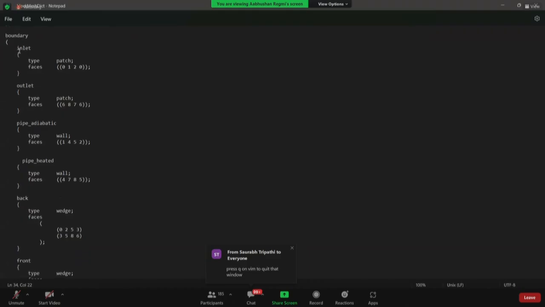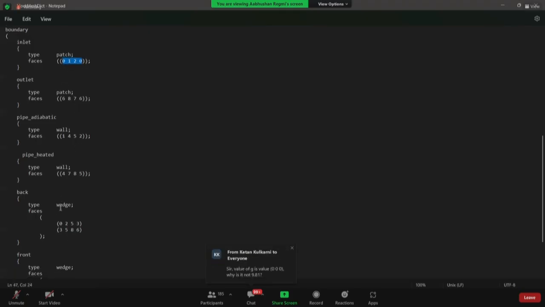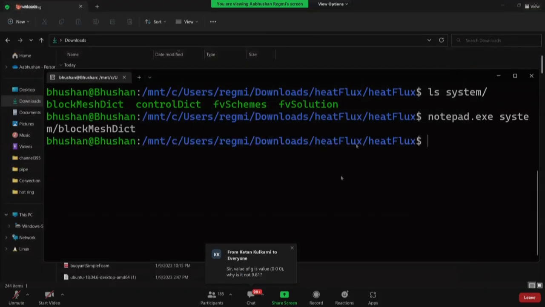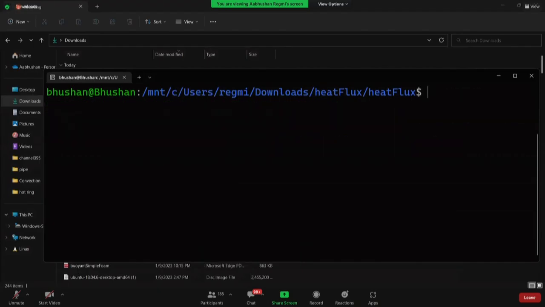And these are the boundaries: inlet, outlet, pipe adiabatic, pipe heated. We are just giving the numbering of the faces in our boundary, and we are not using any mergePatchPairs. So now that it's clear, let's run our simulation.